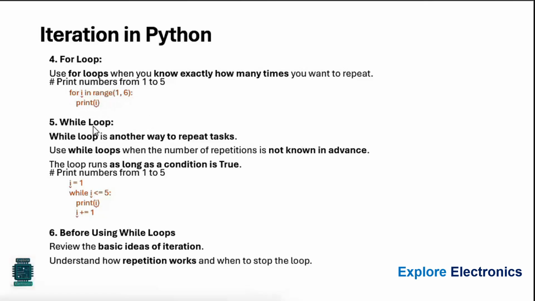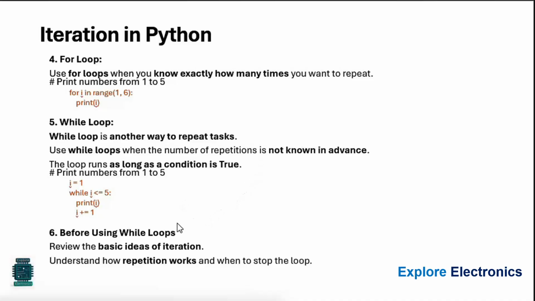And while loop is another way to repeat a task. For loop is one way to repeat the task, and while loop is another way. Use while loops when the number of repetitions is not known in advance. If you don't know exactly how many times you want to repeat the task, then you can use the while loop. Here the loop runs as long as the condition is true. When the condition becomes false, it will stop the execution.